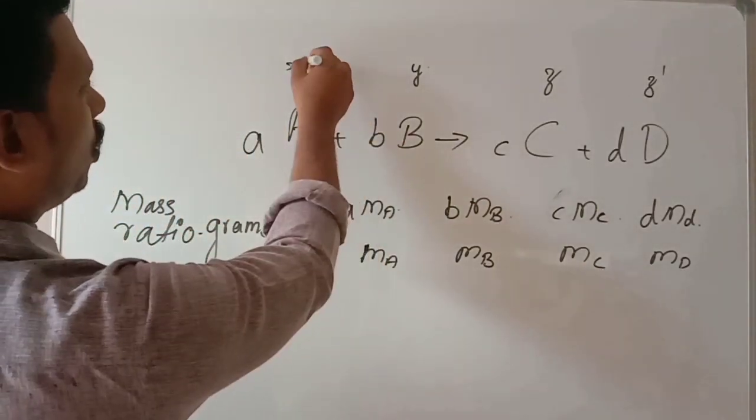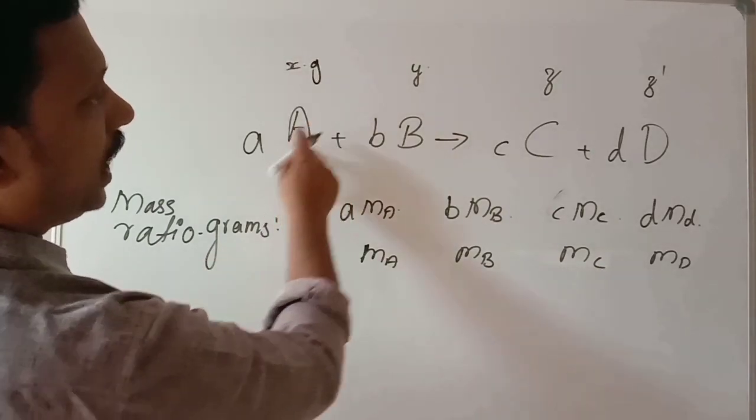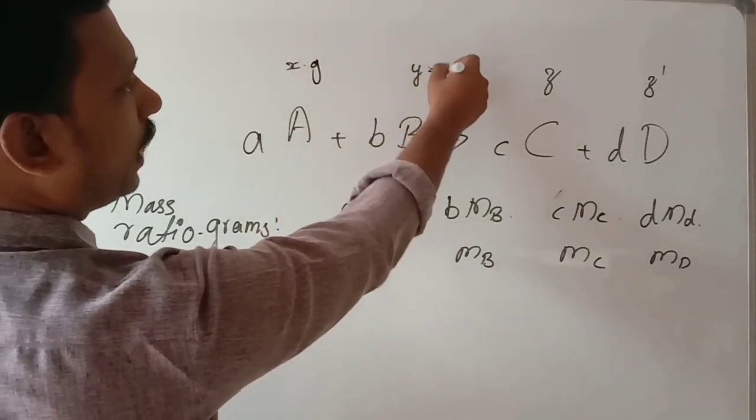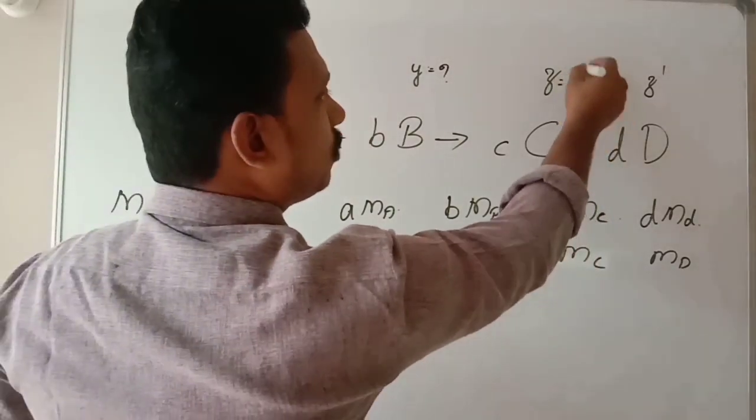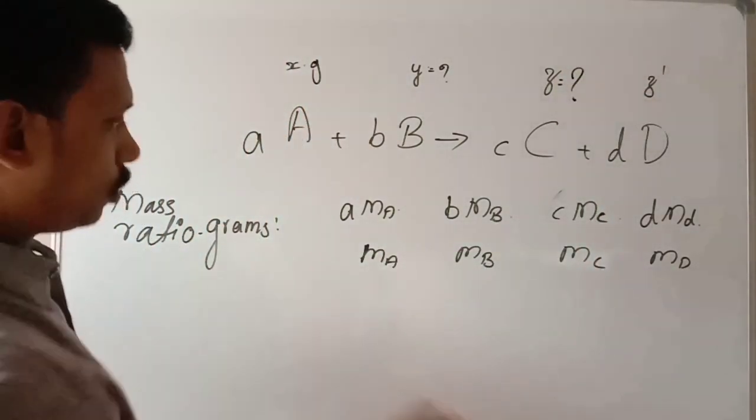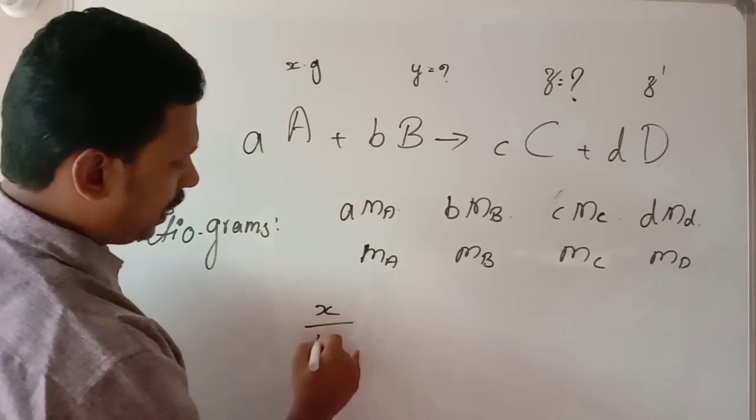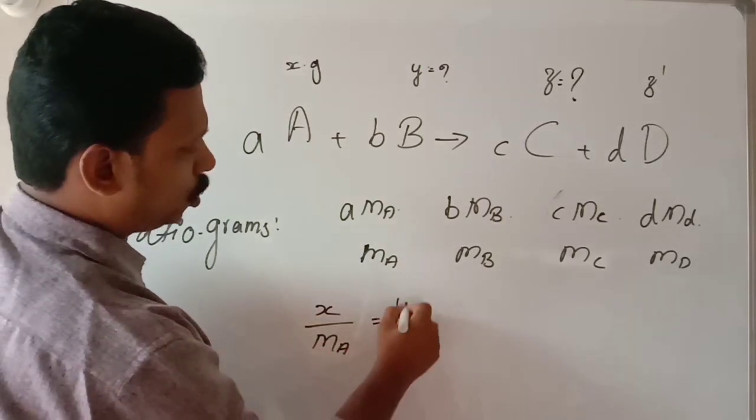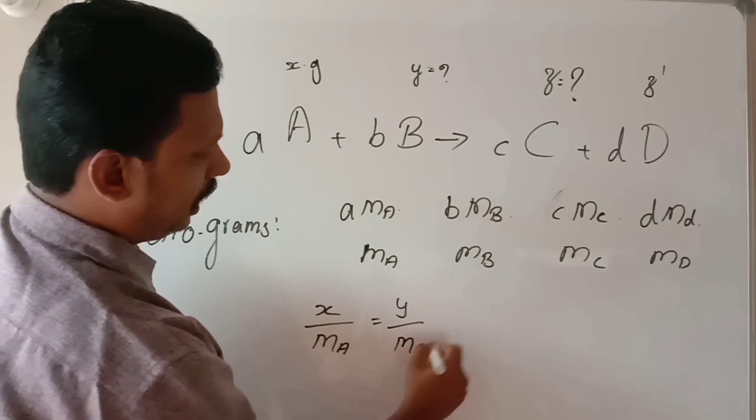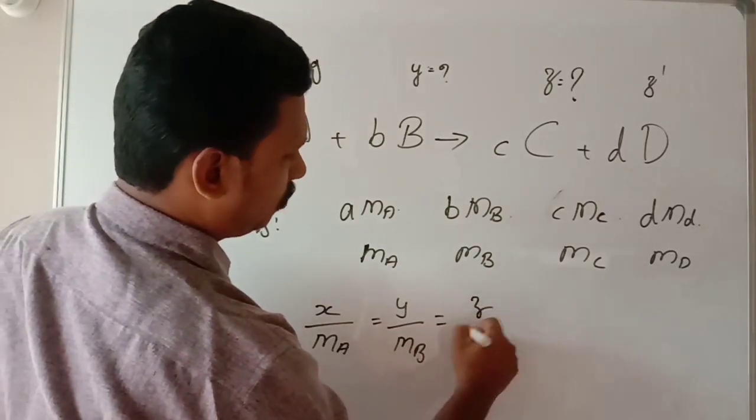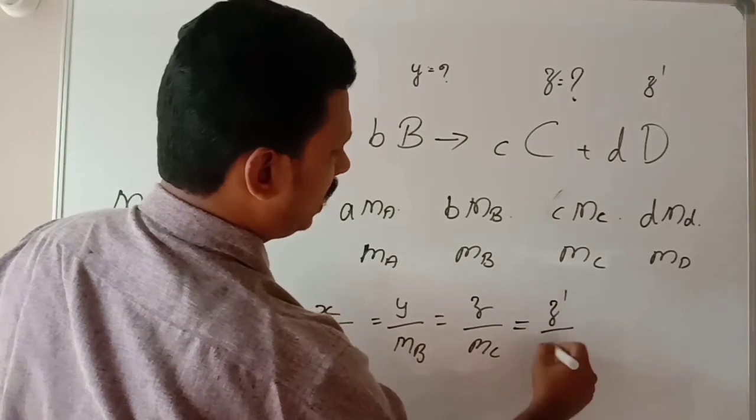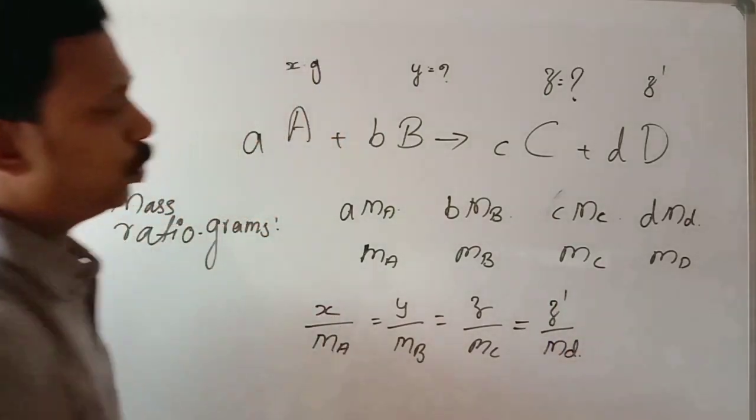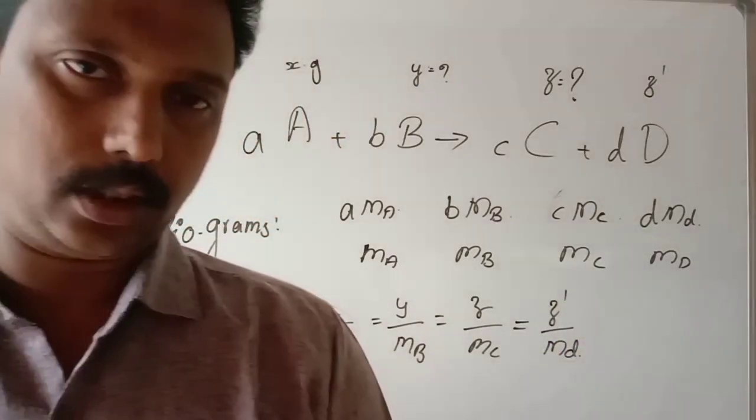So if you want to find out for X grams of A, how many grams of B is required, or from X grams of A and Y grams of B, how many grams of C is formed, there also you can use that relation: X by mA is equal to Y by mB is equal to Z by mC is equal to Z dash by mD. So using this equation you can solve such questions.